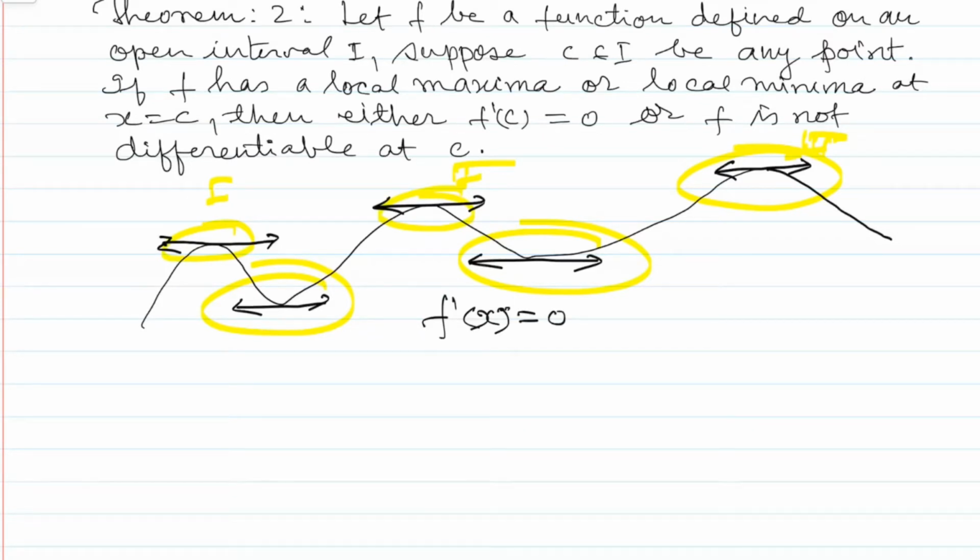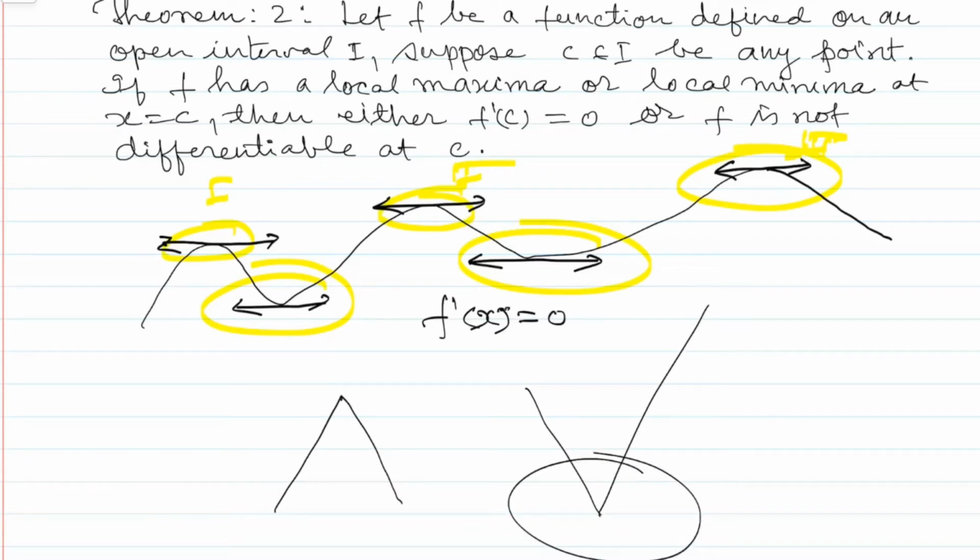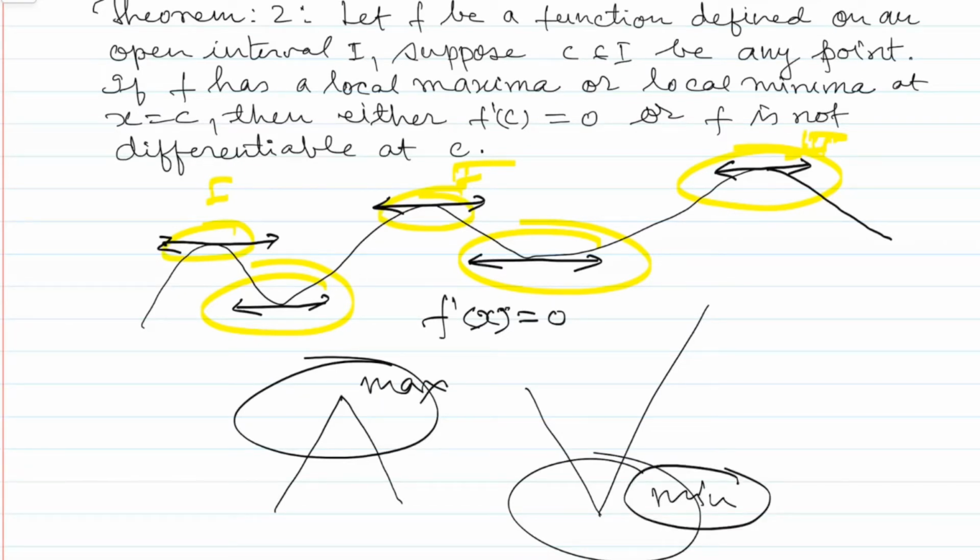Or when the curve is taking a sharp turn like this at this point, or at this point, these points will also be maxima or minima. This point is maxima, this point is minima. At these points, we know that the function is taking a sharp turn, so the derivative is not defined. The first derivative here and here is not defined.